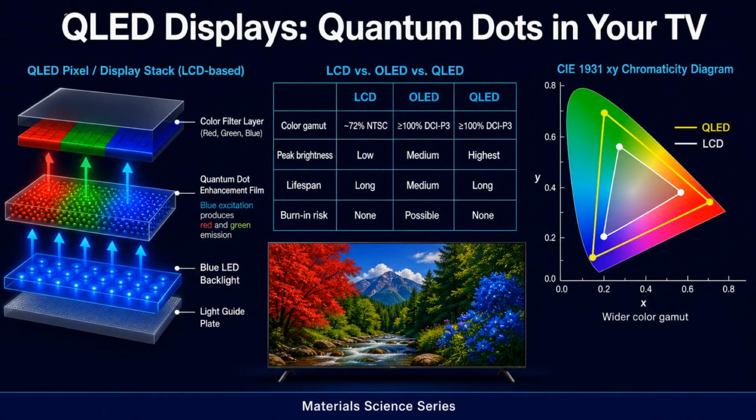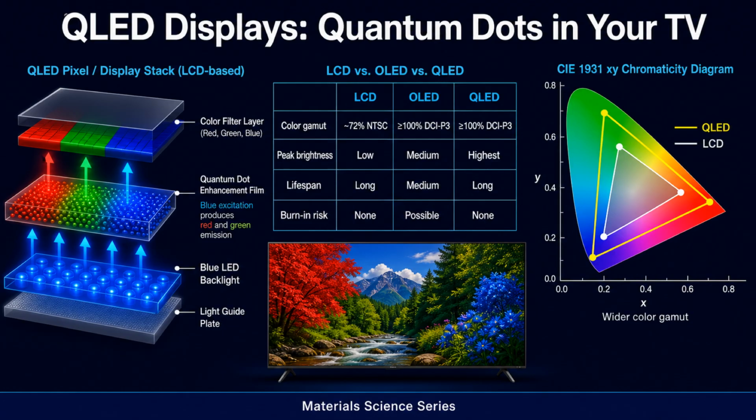Quantum dot displays, marketed as QLED, represent the most commercially successful application of nanomaterials in consumer electronics. The concept is elegant. A blue LED backlight provides the base illumination. Quantum dot films convert some of this blue light to precise red and green wavelengths, and color filters complete the system. Because quantum dots have narrow emission peaks, QLED displays achieve color gamuts at or above 100% of the DCI P3 standard used in cinema, far better than the roughly 72% of the NTSC gamut typical of conventional LCD backlights.